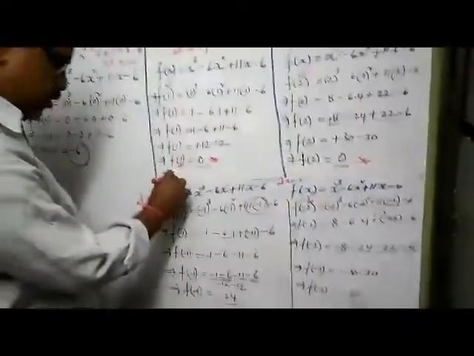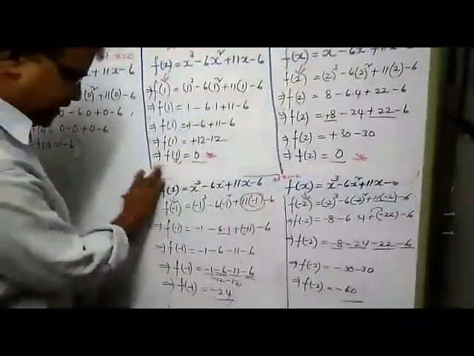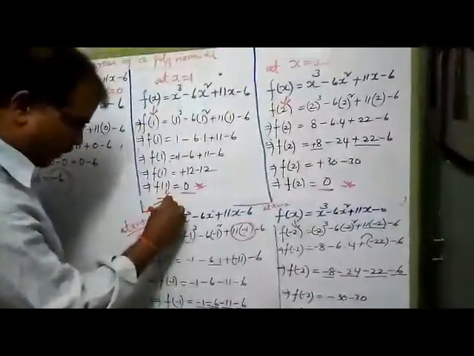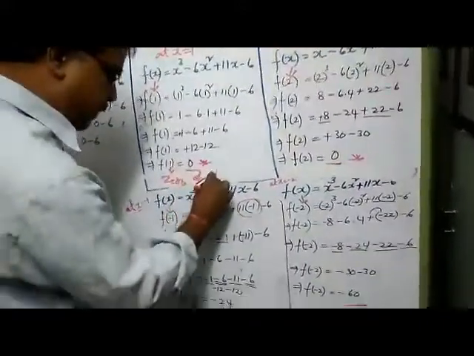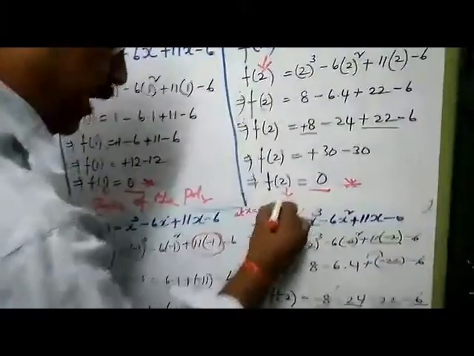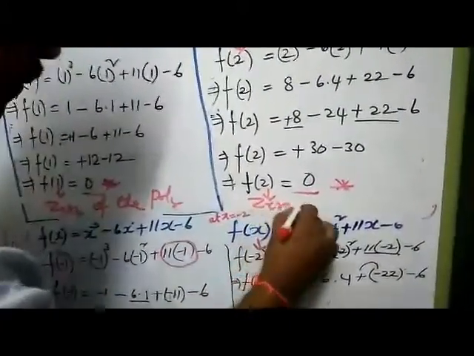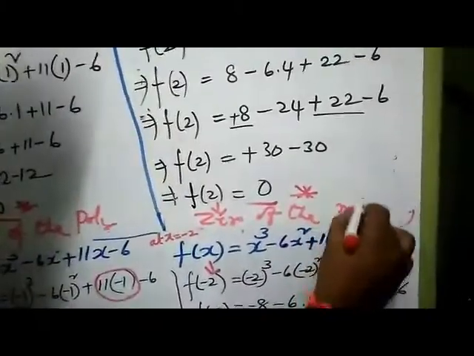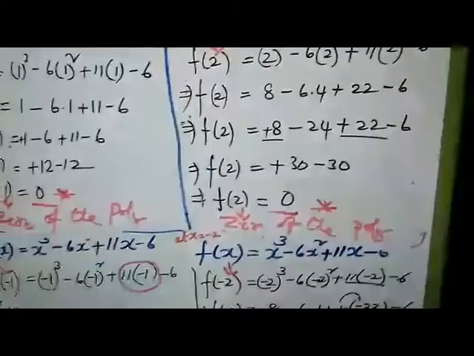Here, 1 is called a zero of the polynomial. Here 2 is also called a zero of the polynomial. Here actually it is a cubic polynomial.